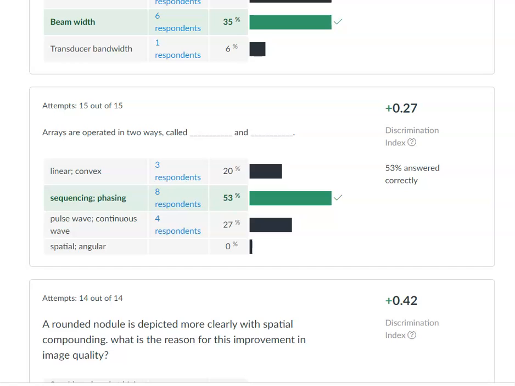Arrays are operated in two ways called blank and blank. Sequencing and phasing is the correct answer, and the actual response should be phasing because nobody uses sequencing anymore. But there's two different ways to get arrays to work, and that's sequencing and phasing. There's multiple shapes you can have of an array, and the two that we utilize are linear and convex. So those are different situations.